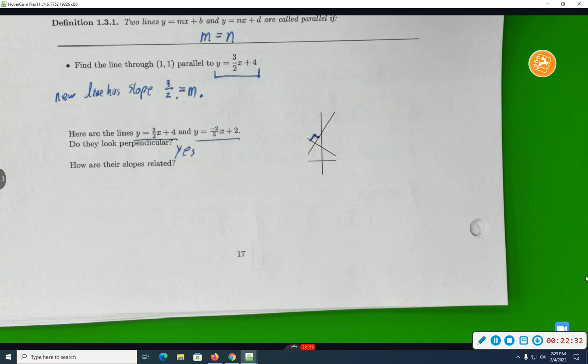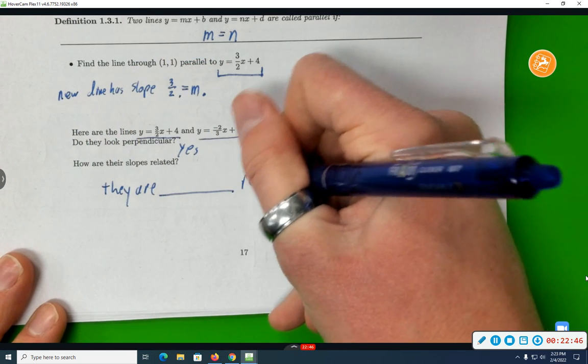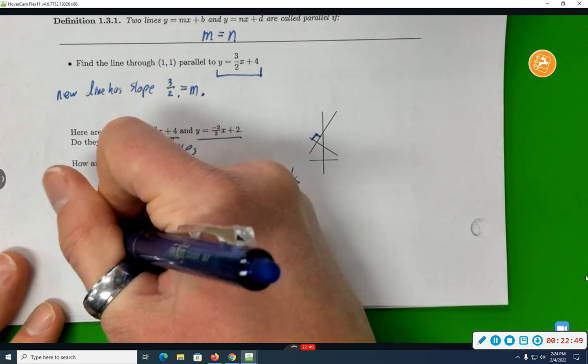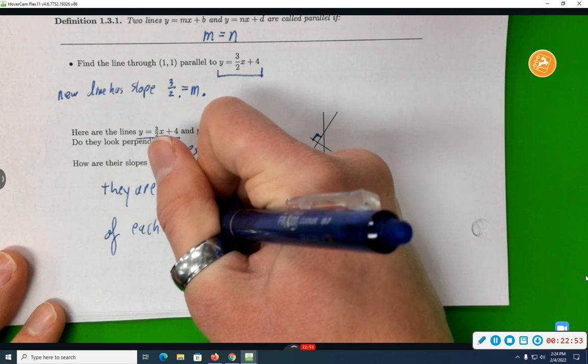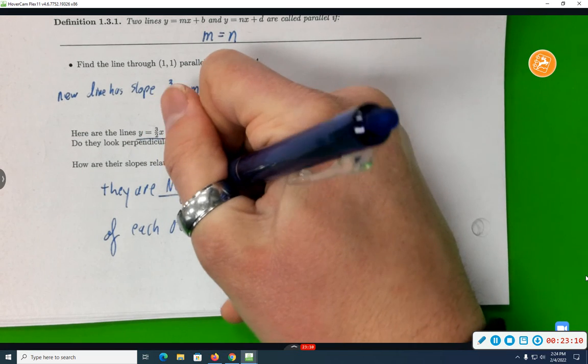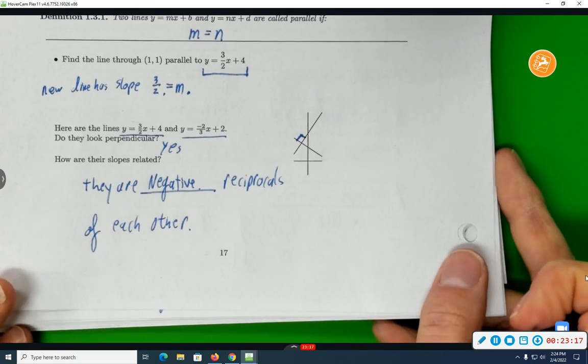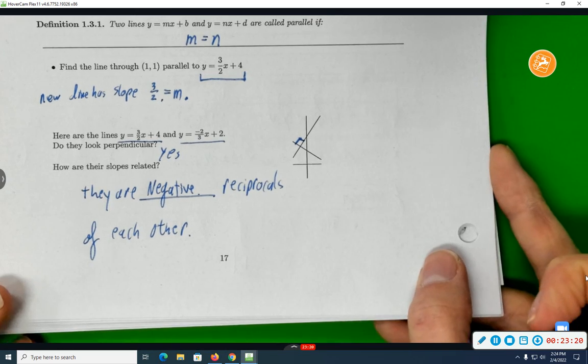Do their slopes look like they have anything to do with each other? Yeah, the slopes are reciprocal: the first one's 3/2 and the other one's negative 2/3. So they're negative reciprocals of each other. Reciprocal just means you flip the fraction, and you also get a negative sign. And there's a general fact: two lines in the plane are perpendicular if their slopes are negative reciprocals of each other.